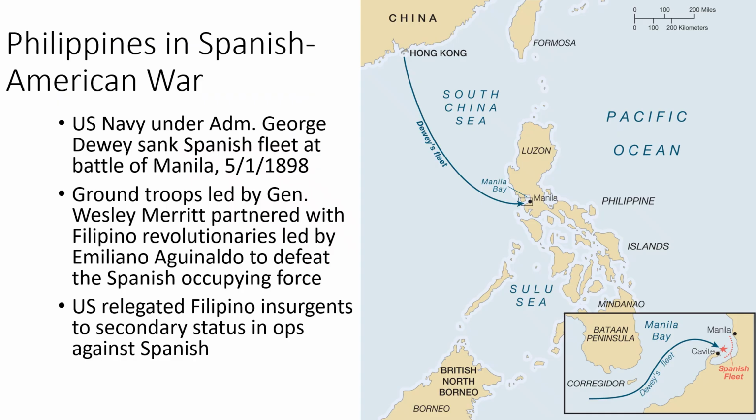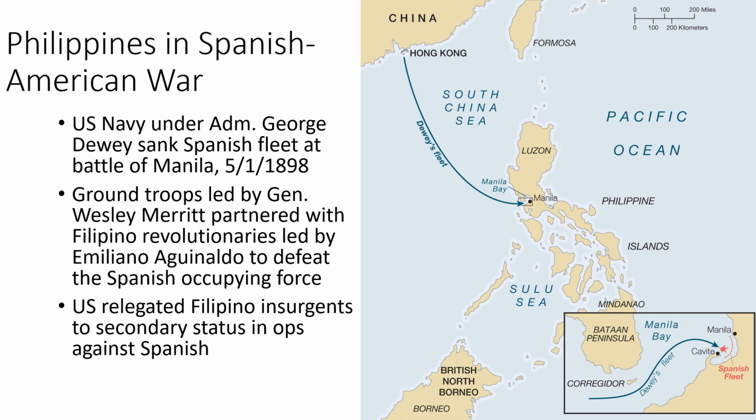This is a quick rundown of U.S. military operations in the Philippines theater in the Spanish-American War. The U.S. Navy departed Hong Kong, which was a British possession, and arrived to fight the Spanish at the Battle of Manila. They defeated the Spanish Navy May 1st, 1898, essentially sank the Spanish Navy, and then were able to operate on the Philippine Islands.